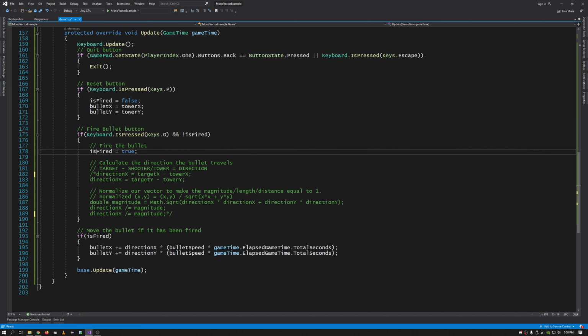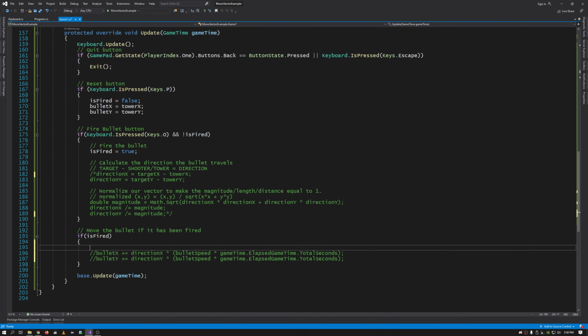So let's try it without linear algebra. Say, all right, is fired true? All right, if the bullet is fired, then here's how we're going to try it now. I'll say if, and I'm going to try to be as linear algebra free as possible, bullet X is less than, or actually, I need the absolute difference with math.abs. Okay, cool. Math.abs of bullet X minus target X is greater than math.abs of bullet Y minus target Y. And remember, this is just me playing around. This isn't anything to do with linear algebra.